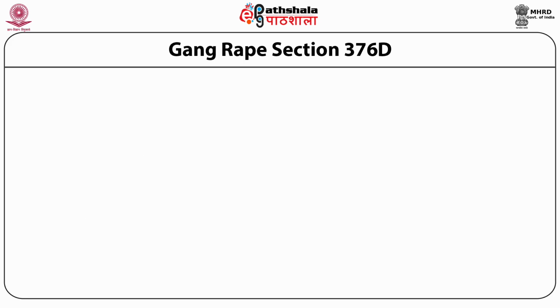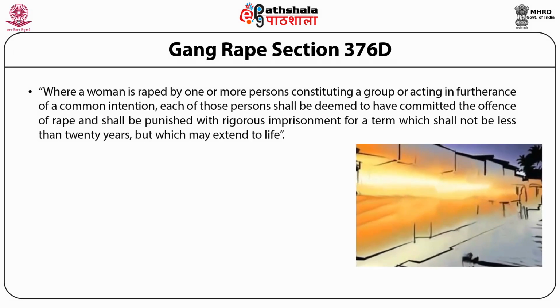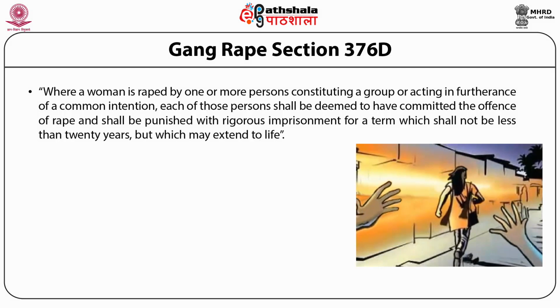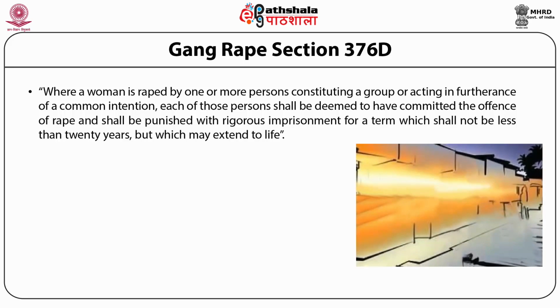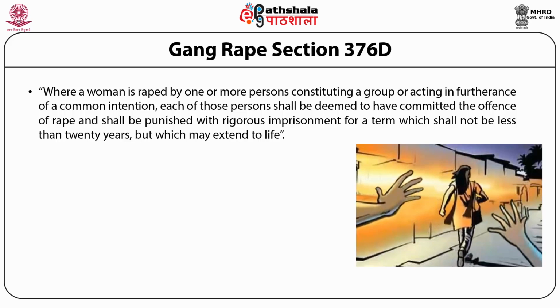Now coming to the next category of rape, which is gang rape and which has been defined under section 376D of the Indian Penal Code. The law says where a woman is raped by one or more persons constituting a group or acting in furtherance of a common intention, each of those persons shall be deemed to have committed the offence of rape and shall be punished with rigorous imprisonment for a term which shall not be less than 20 years but which may extend to life.